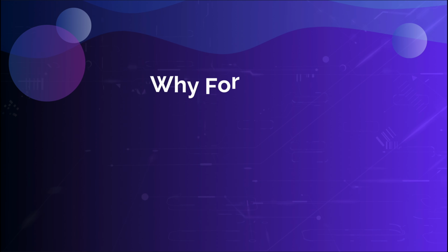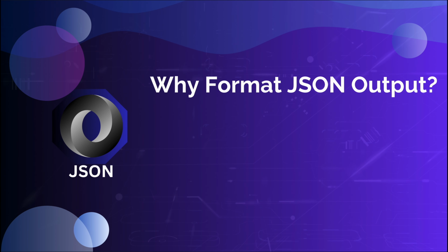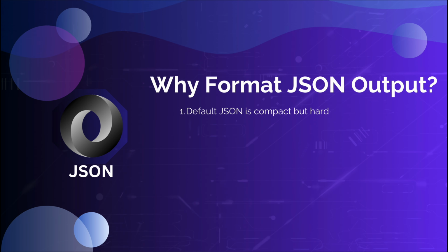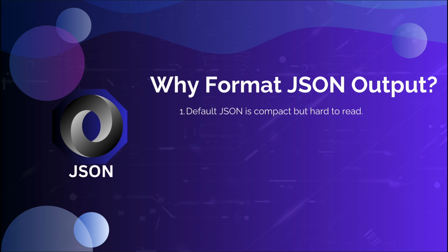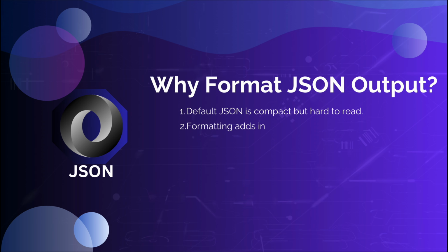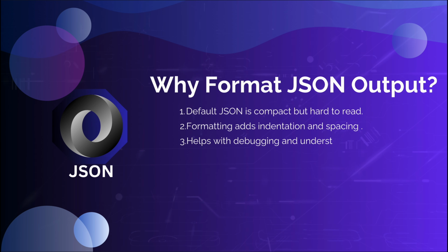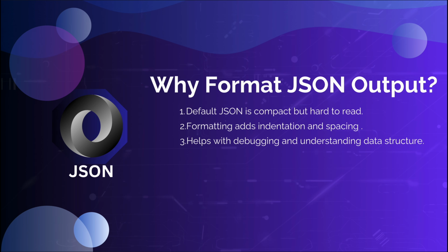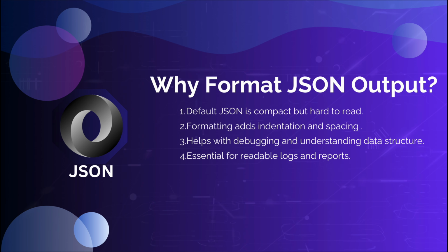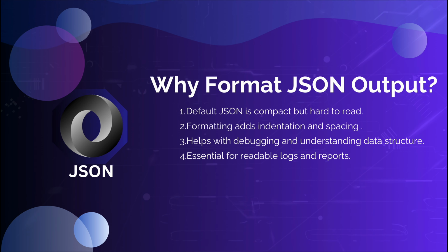Now, let's talk about formatting. By default, JSON can be very compact, great for machines, but not always ideal for people like us trying to read and debug it. That's why proper formatting with spacing, indentation, and line breaks makes a big difference. It helps you read nested data easily, spot bugs faster, share and maintain code more effectively, and generate clean logs and reports. Basically, formatted JSON is equal to peace of mind.